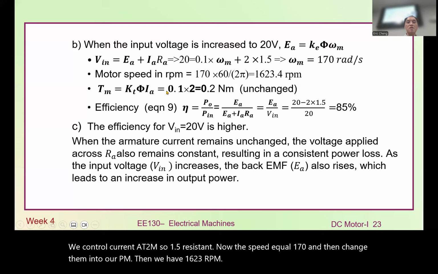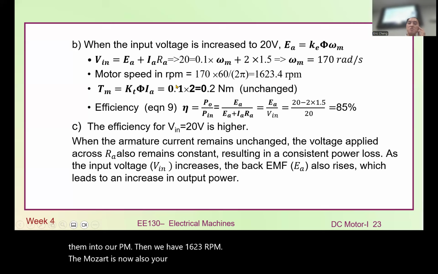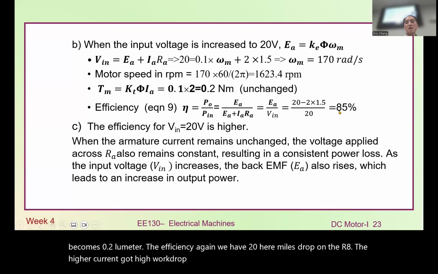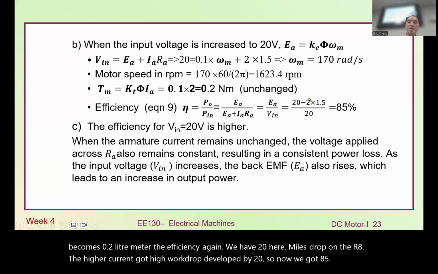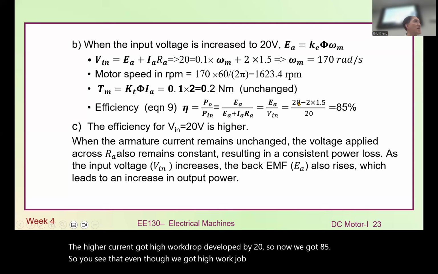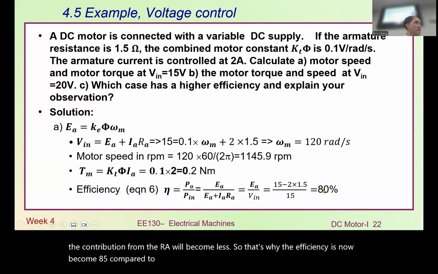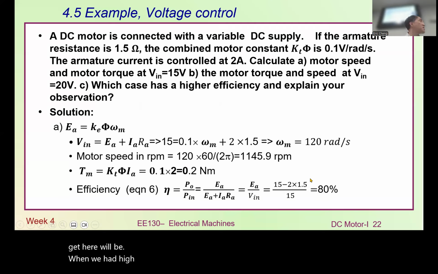The motor torque again uses the 0.1 motor constant multiplied by the current 2 A, so it becomes 0.2 Newton meter. The efficiency again, we have 20 volt here, minus the volt drop on the RA, divided by 20. So now we get 85%. You see that even though we have a volt drop, because the input voltage is higher, the contribution from the RA becomes less. That's why the efficiency is now 85% compared to previously 80%. So the quick first observation is that when we have higher voltage, we get higher efficiency.